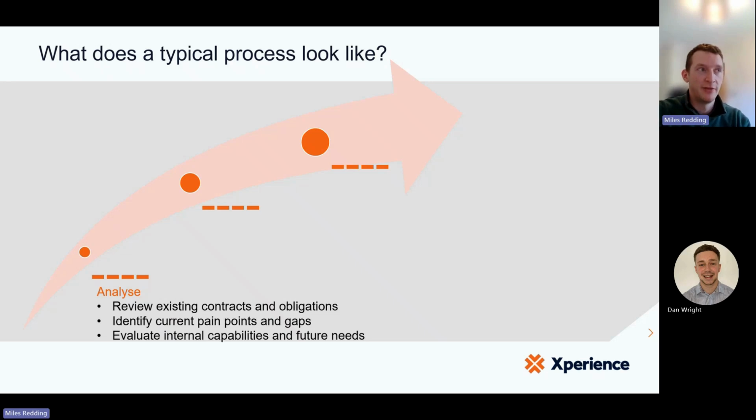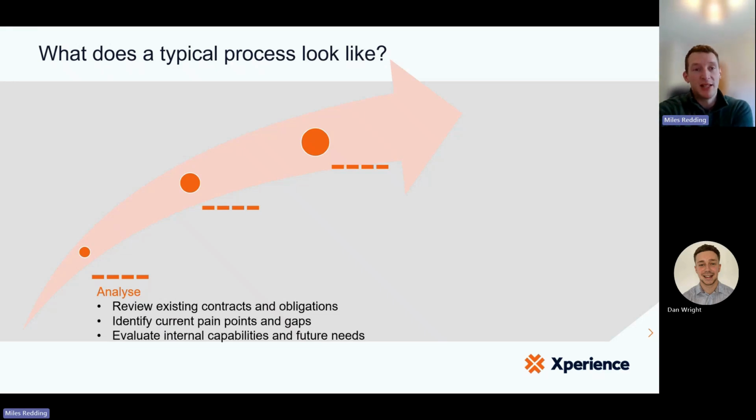So the analysis phase is very much internal. What do I have? What do I need? What are the gaps? And what am I trying to address? The more clear and the better your understanding of your starting point will make the next couple of phases far easier to work through and will always deliver a better outcome.